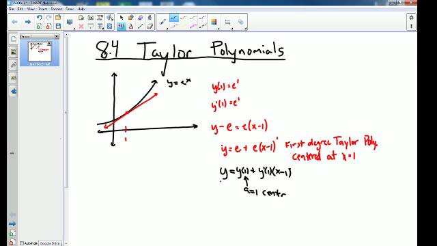How would I tack on and make this a second order Taylor polynomial now? So if I wanted to get that, follow the pattern here. The first one plus y at 2 times. See how the pattern's developing?